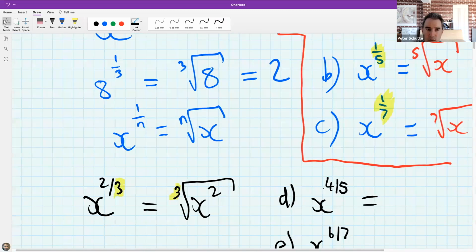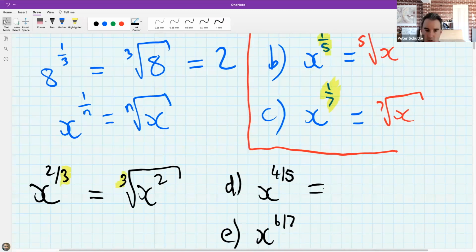Is asking, why is it a 3rd root? Why is the 3 there? The reason the 3 is there is that the 3 was at the denominator to start with. And so we're going to see the same thing happen here with x to the power of 4/5. This is the same as the 5th root of x to the 4. Notice how the 5 was here, and now that 5 is going to be outside.